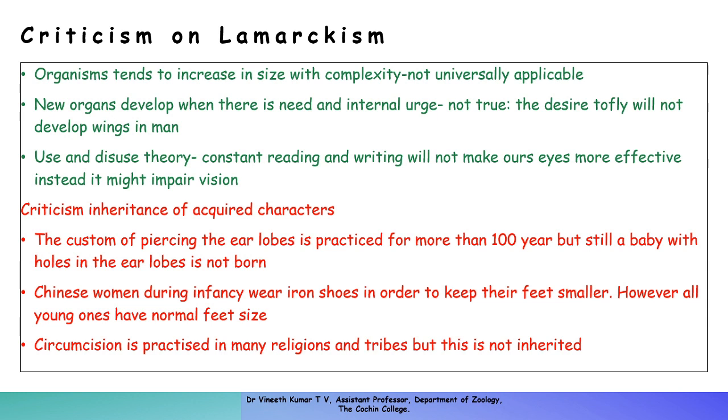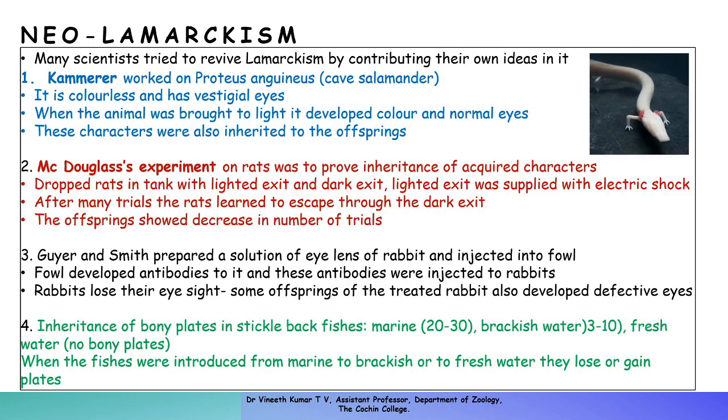We are going to discuss some of the theories and experiments done by Neo-Lamarckists, under what is called Neo-Lamarckism. So in Neo-Lamarckism, many scientists try to revive Lamarckism by contributing their own ideas. The first experiment was by Kramer, who worked with a cave salamander, Proteus anguinus, as you see in the diagram there.